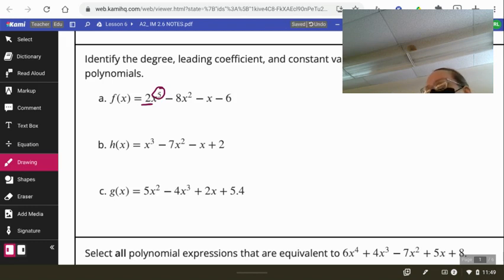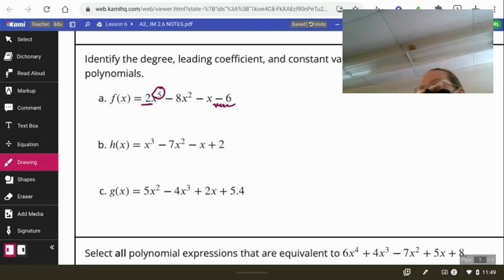Yeah, because it's written in standard form, right? So the degree is the highest. It's leading. It's out in front in standard form, but our coefficient is just the number. What is our constant in this part A? What's our constant? -6. Yep.